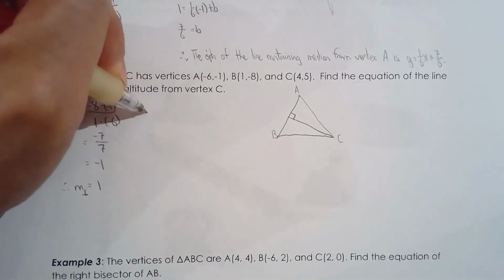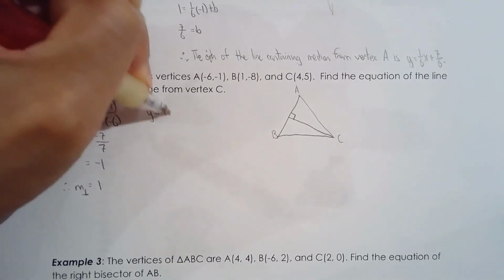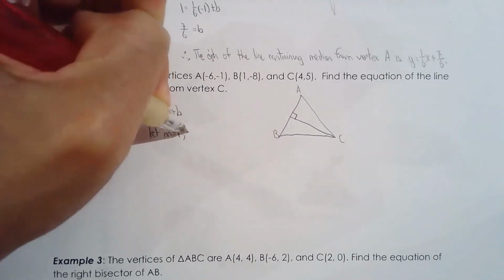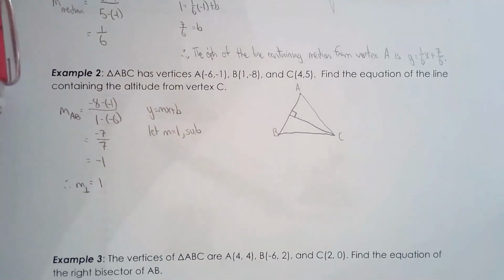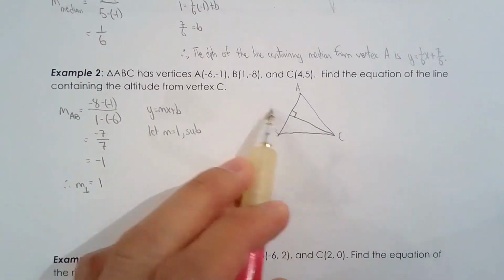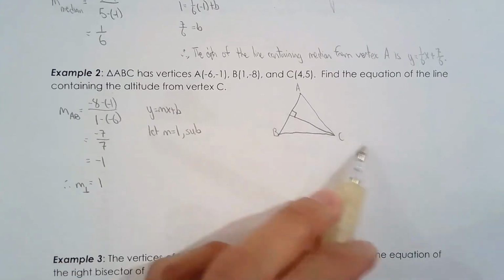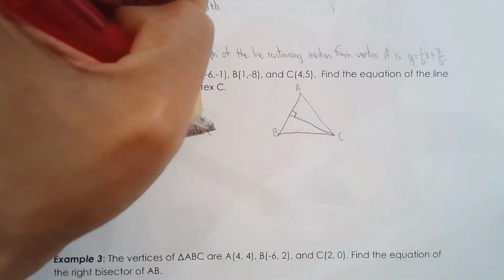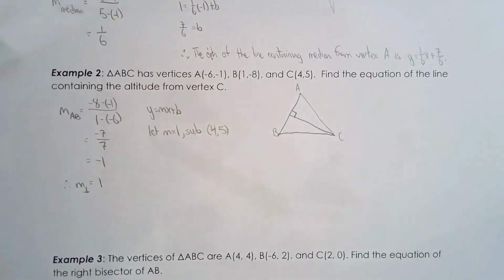Beautiful. Okay, so y equals mx plus b. Let m equal 1, and we are going to sub in. Now, unfortunately, this time we have no option. We only have one point on the line that contains the altitude. The one point is vertex C. No problem. We don't need a choice. We just want to find the equation.